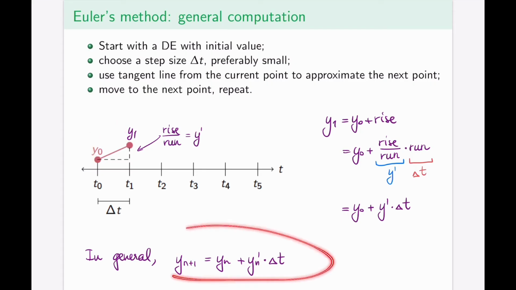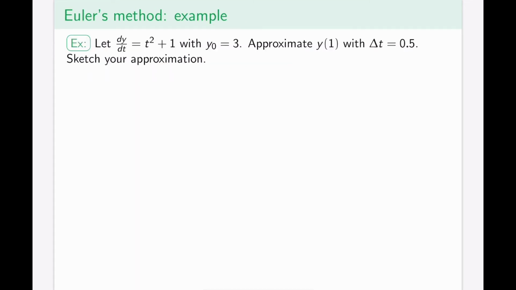Let's see how we can use this formula in its generality to compute with a specific function. So here, in our first example, with the general formula, I have that y prime, or dy by dt, is equal to t squared plus 1. I have that the initial condition is 3 at 0, and I would like to approximate the value of y at t equals 1 with a step size of 0.5.